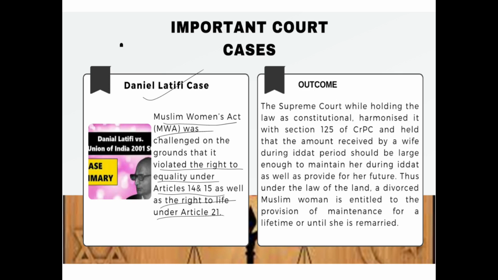The Supreme Court, while holding the law as constitutional, harmonized it with section 125 of the CRPC. Now the Supreme Court played a very nice trick. It said that both are correct in their places, but as per Muslim law, the wife is to be paid maintenance till the iddat period, right? The Supreme Court said that we won't interfere in that, but if the husband has to pay only in the iddat period, he has to pay so much that it ensures that the future of the woman is secure. That means the husband has to pay the amount which will secure the future of the wife. So in this way, the Supreme Court played a very good trick and tried to uphold both the Act as well as Muslim law, and also ensure justice to a Muslim woman.